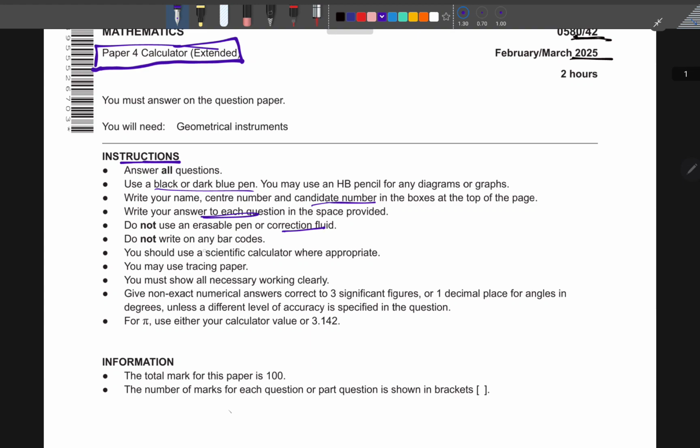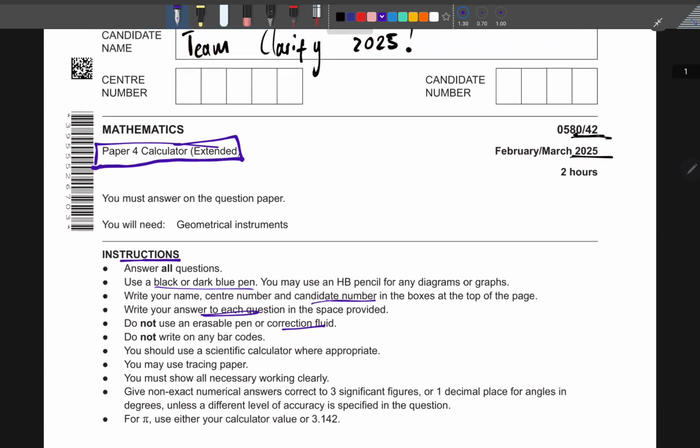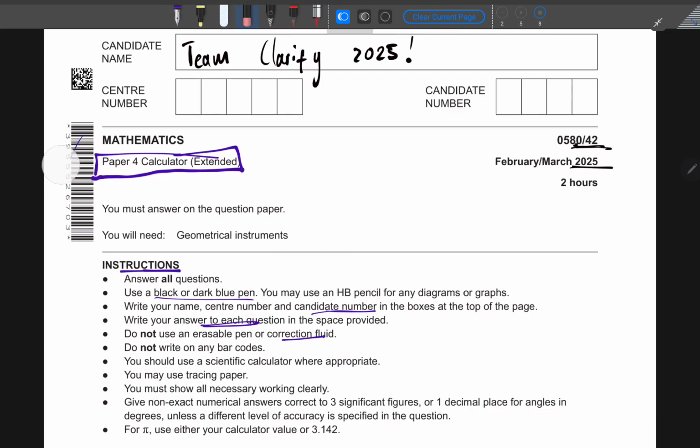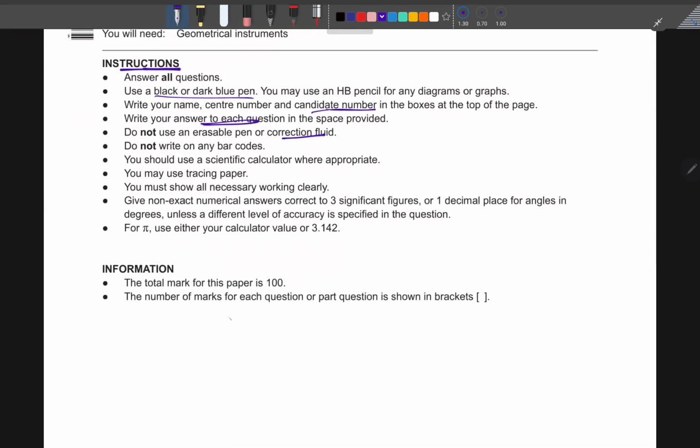Don't ever go with correction fluid, and do not write on the barcodes like these ones. Don't write here. Even when you're doing your rough working, do not put a marker on the barcode. The barcode is right here at the top. Don't write on the barcodes. So that is not a problem.